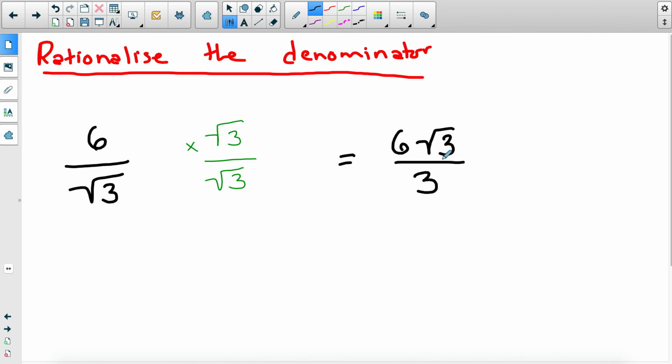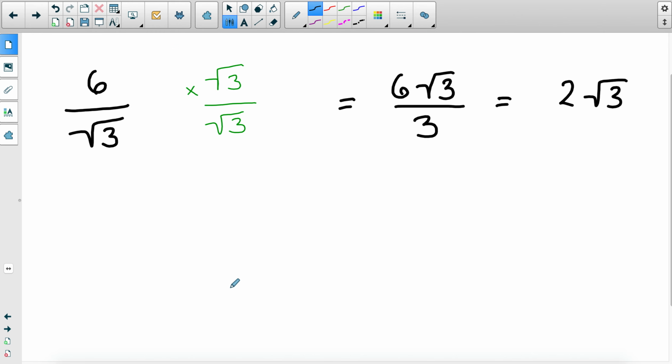Now, it might look like the final answer, but remember we always like to simplify values in maths. So this simplifies to 2 square root of 3. Always remember to simplify, even when they ask to just rationalize, and they never really ask you to simplify, you always need to simplify. So that's it. That's all rationalizing the denominator asks you to do. Just take whatever you have at the bottom, and multiply the value there.